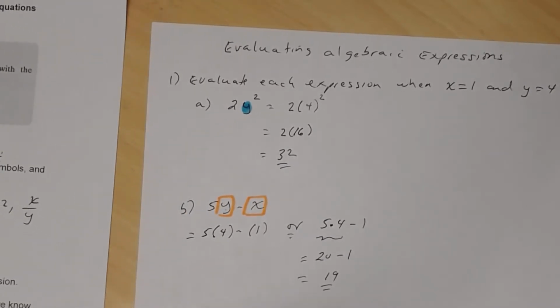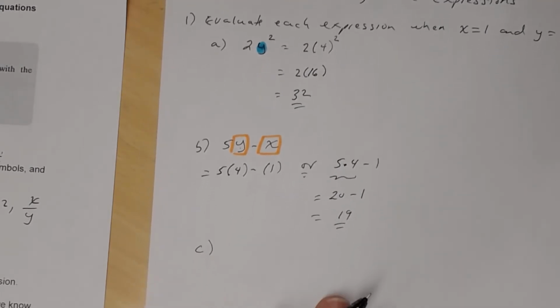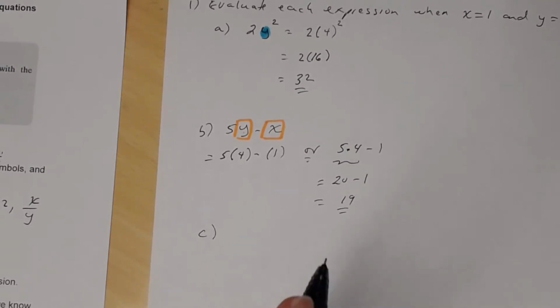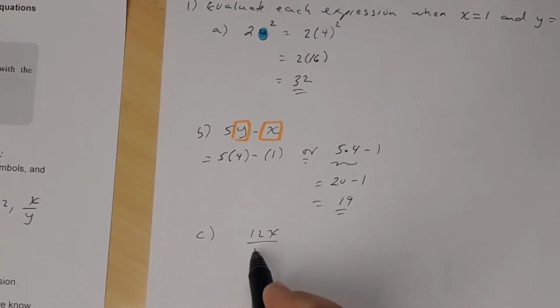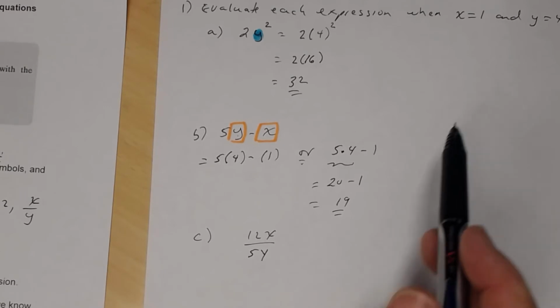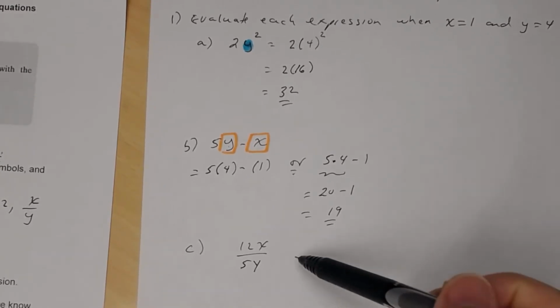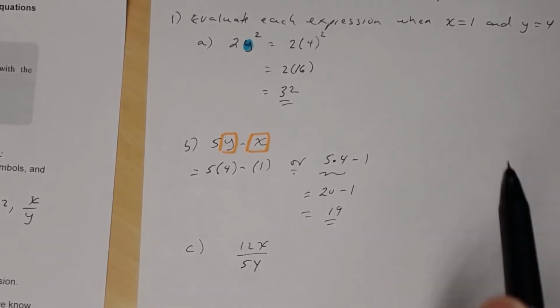All right, C. Suppose in this case I had 12x divided by 5y. Again, wherever we see the variable x, I'm going to substitute 1, and wherever we see the variable y, I'm going to substitute 4.